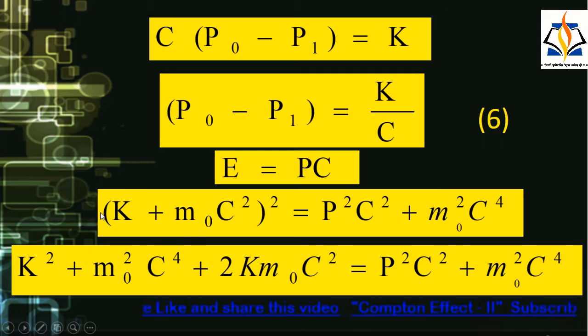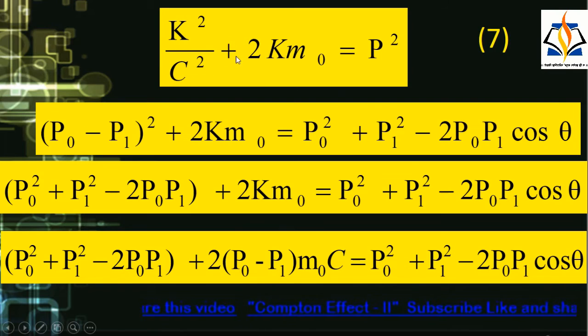So consider the relation between total relativistic energy, momentum, and rest mass of electron after collision. So the electron has total energy (K plus m0 c squared) whole squared, that is equal to p squared c squared plus m0 squared c raised to 4. If we expand this, then it becomes K squared plus m0 squared c to the power 4 plus 2 K m0 c squared is equal to p squared c squared plus m0 squared c to the power 4. Now K squared upon c squared plus 2 K m0 is equal to p squared.